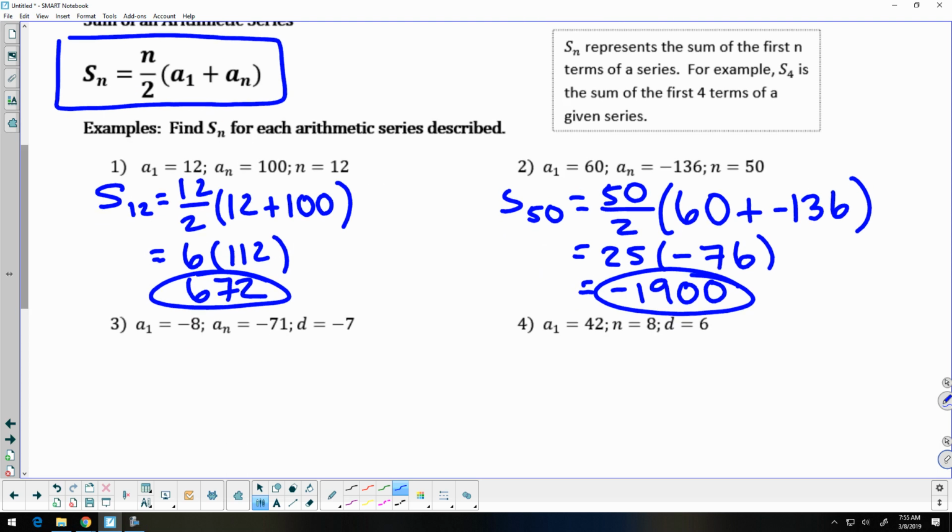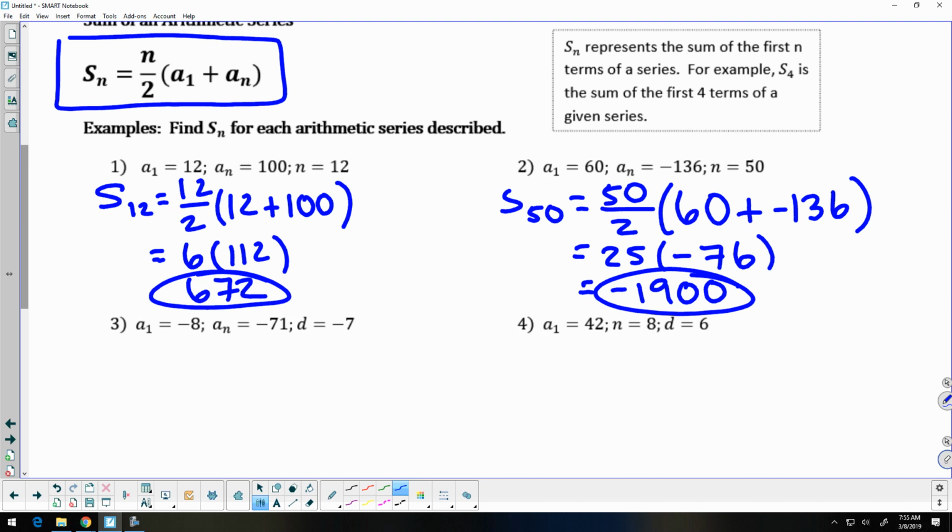Looking at the next one. So let's see, we have a sub 1, we have a sub n, but then they randomly give you d. What we're missing is that we can't plug this all directly into the new formula because we don't know what n is. From negative 8 down to negative 71, we don't know how many total terms there are going to be. You can find them because you know you're just subtracting 7 each time.